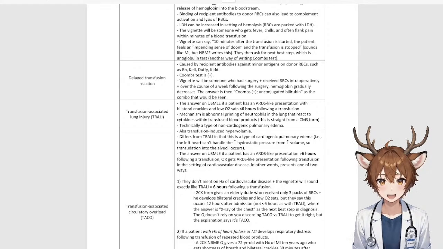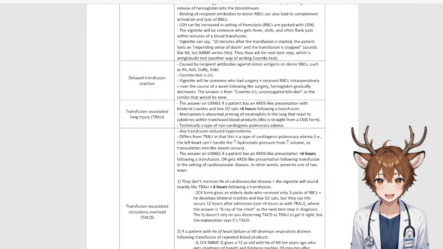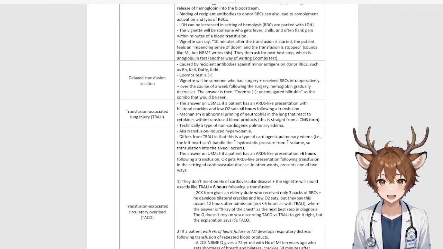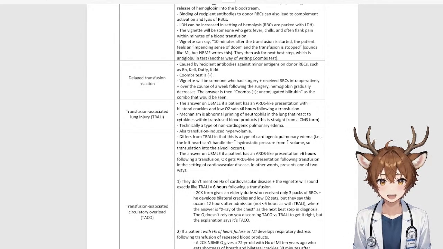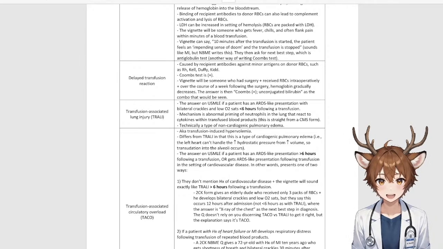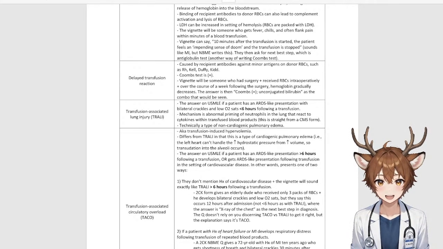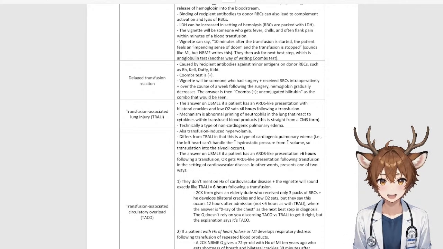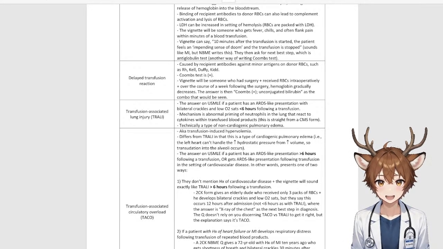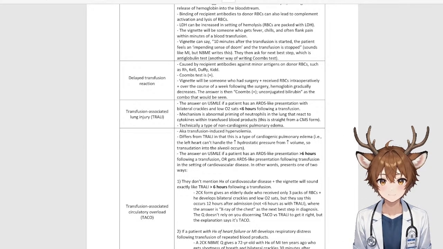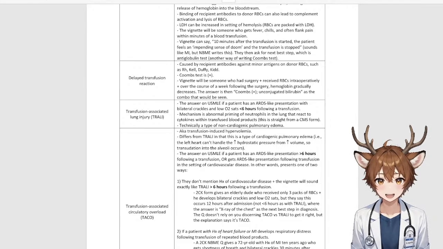Delayed transfusion reaction is caused by recipient antibodies against minor antigens on donor RBCs, such as the Rh, Kell, Duffy, or Kidd. Coombs test is positive. The vignette will be someone who has surgery plus received RBCs intraoperatively. Over the course of a week following the surgery, hemoglobin gradually decreases. The answer is then Coombs positive, unconjugated bilirubin as a combination that would be seen. So Coombs, unconjugated bilirubin, okay.